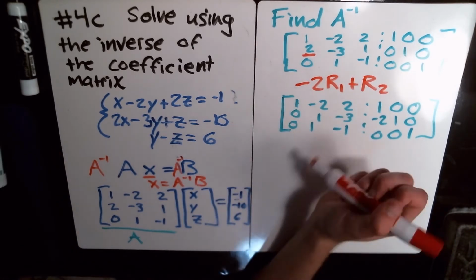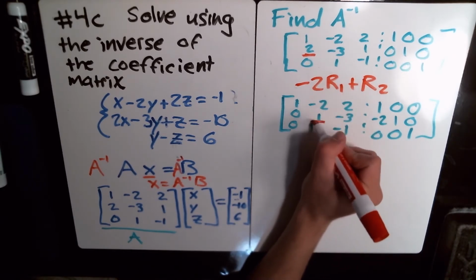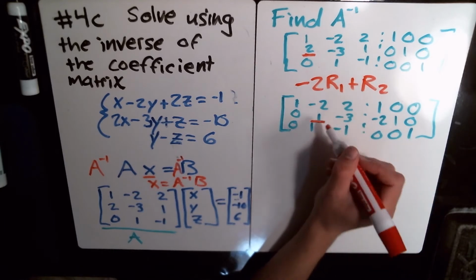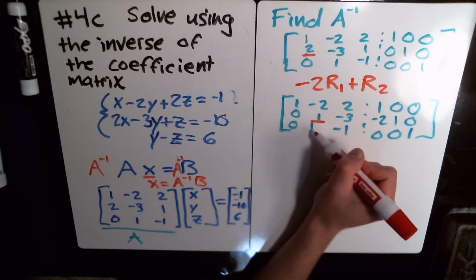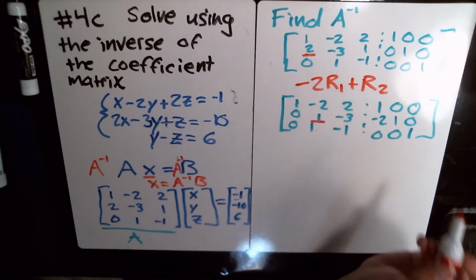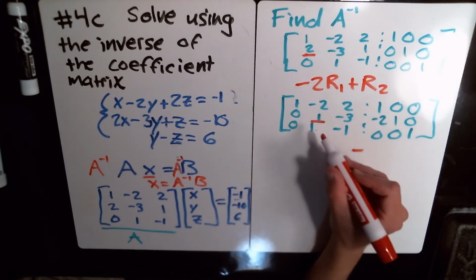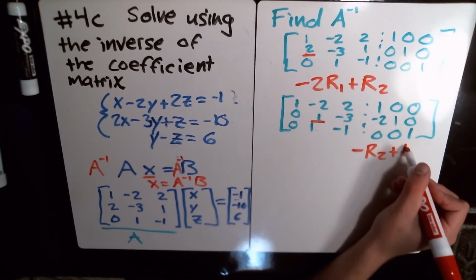So now, kind of going along with Gaussian elimination, we would want a 1 here, right? And there is already a 1 there, so we're good. So then we want to use that 1 to get rid of this position right here, okay? So to make it 0, I'm going to do negative row 2, and I'm going to add it down to row 3.